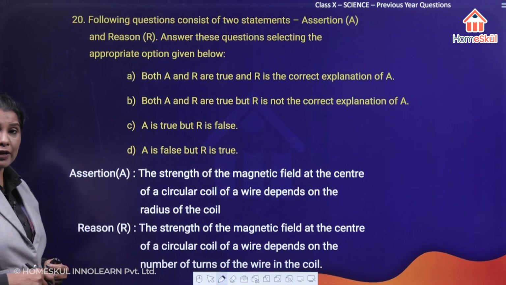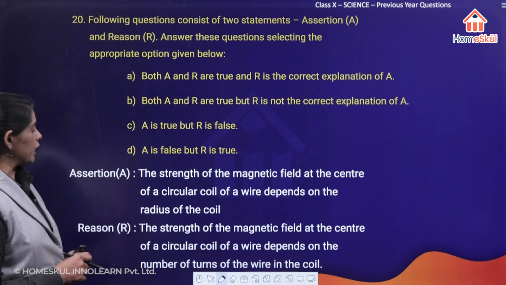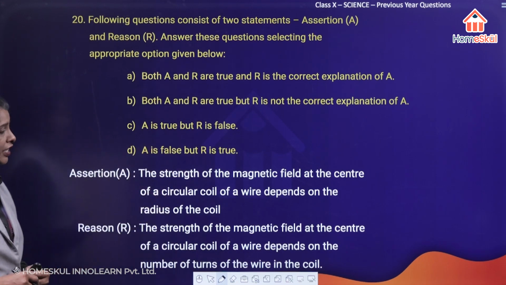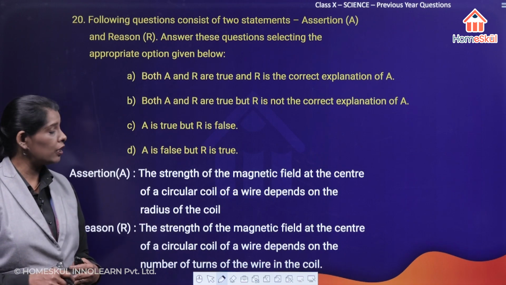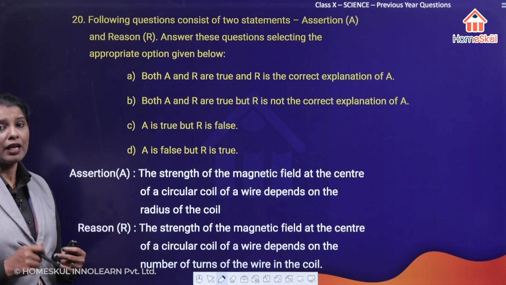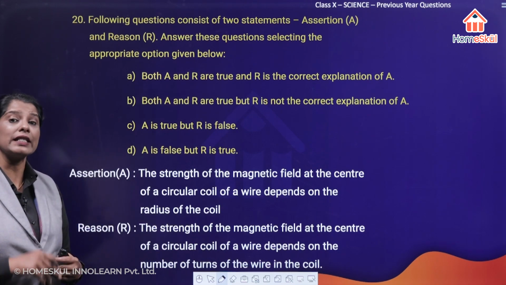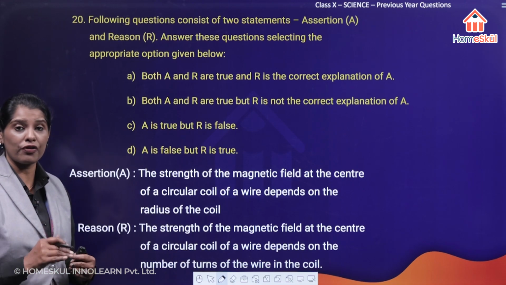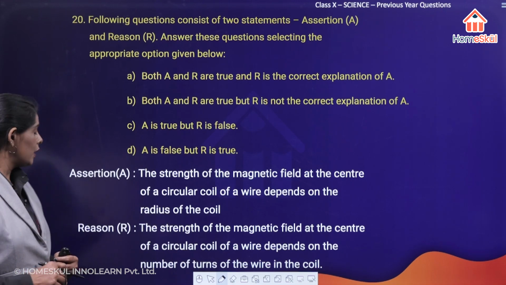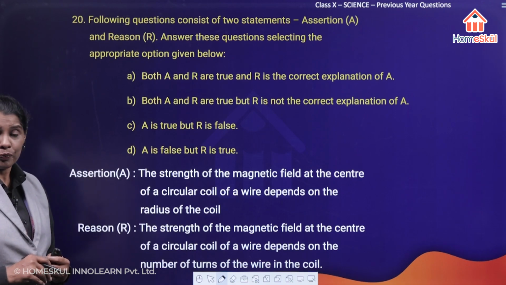And what are the statements given over here? As per the assertion statement, the strength of the magnetic field at the center of a circular coil of wire depends on the radius. We know that the strength of the magnetic field is inversely proportional to the radius of the coil. Right. So the statement is true.